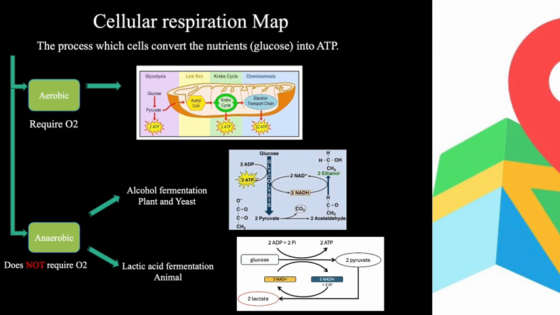Cellular respiration has 2 categories, aerobic and anaerobic. Aerobic respiration occurs when oxygen is present, while anaerobic respiration occurs when there is no oxygen present, or the cell cannot use oxygen. In fact, anaerobic respiration has 2 categories: lactic acid fermentation, which occurs in animal cells, and alcohol fermentation, which occurs in plants and yeast. In this case, we are going to focus on lactic acid fermentation in humans.